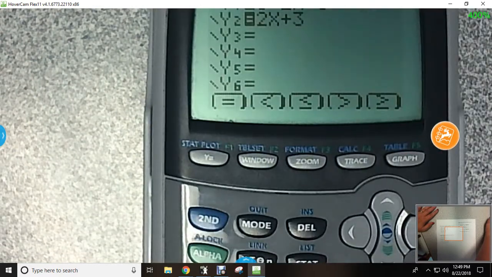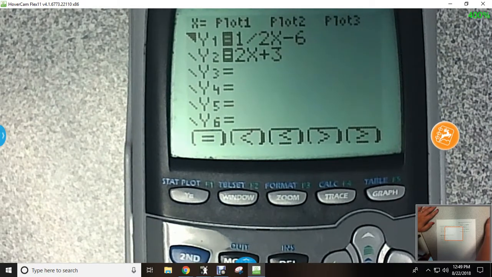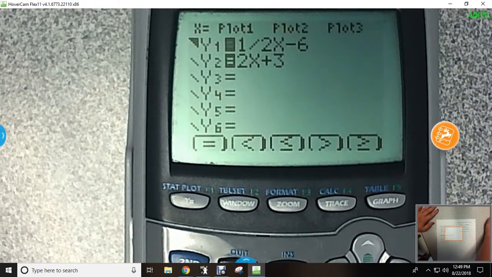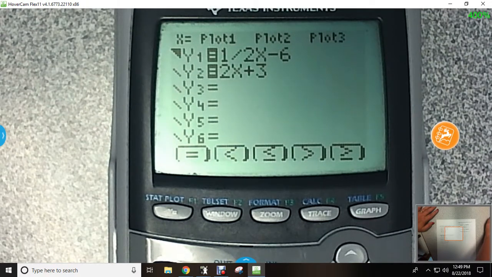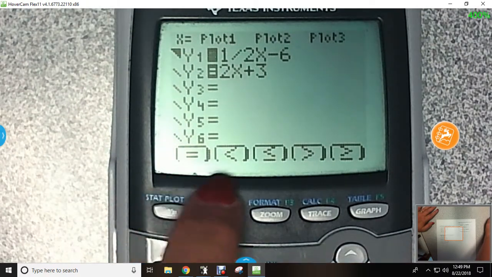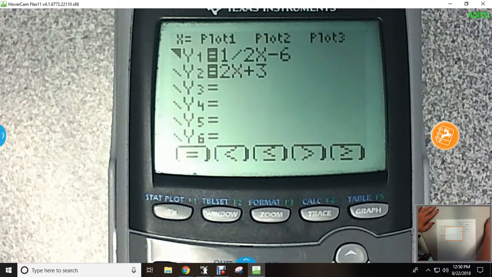All right, so guys, when you press Y equals, move your cursor over so that it's on top of the equal sign. How many of you get this little thing with all the inequalities at the bottom? Okay, so you can make this graph inequalities if you want to.